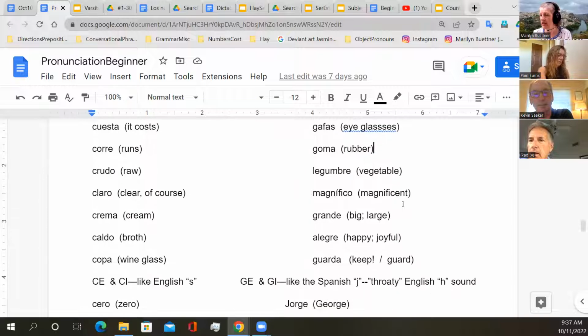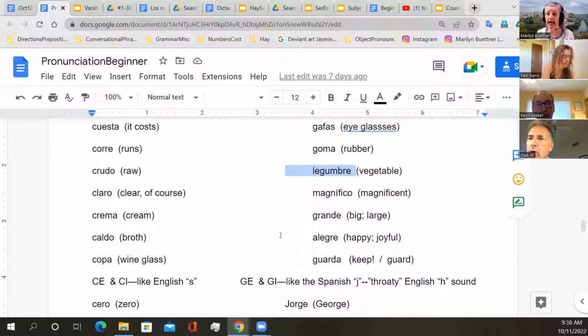Here is one of the words for vegetable, which looks kind of like legume. We've got the word legume in English, right? Legumbre. Legumbre. Legumbre.